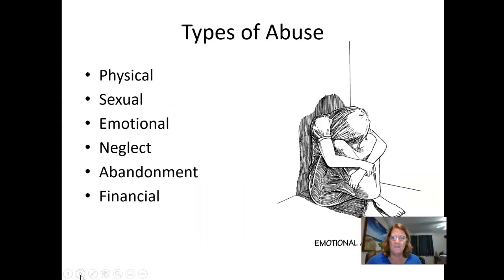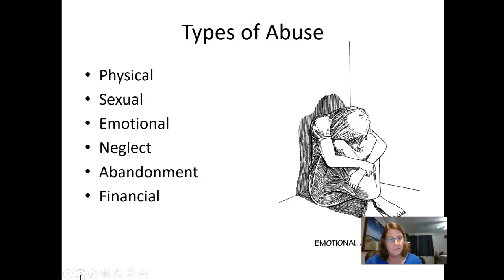So the different types of abuse. There is physical abuse. Physical abuse is hitting, punching, kicking. When we talked about patient rights, we were talking about assault and battery. Assault is threatening to harm someone. Battery is actually harming them.